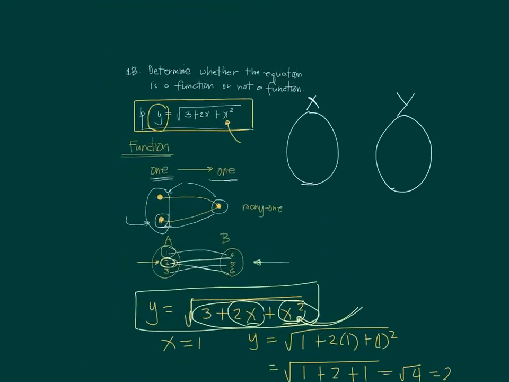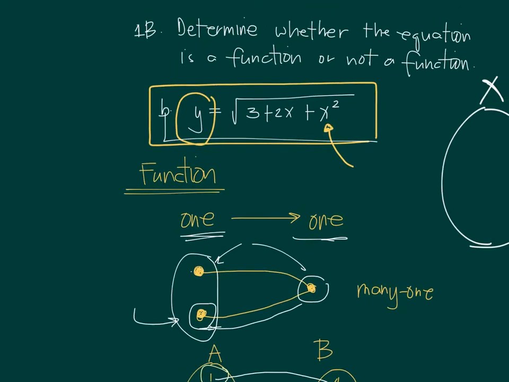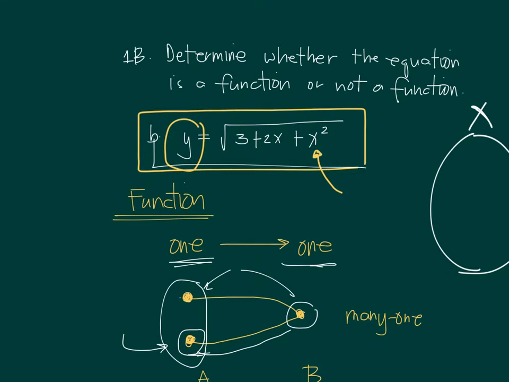Okay, so let's summarize that. We took a look at y equals the square root of 3 plus 2x plus x squared. This is a positive square root. Put any number in for x, take the square root of the result. That's always a single number. That is why this equation is a function.